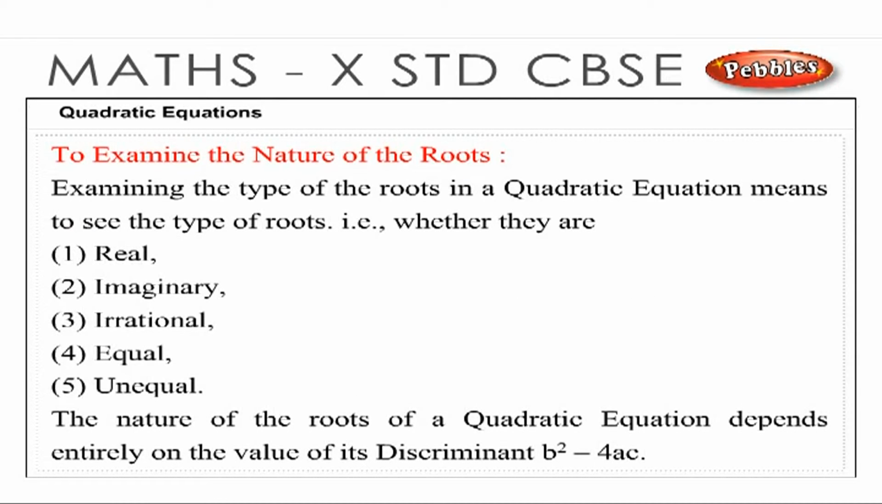To examine the nature of the roots. Examining the type of the roots in a quadratic equation means to see the type of roots, that is, whether they are real, imaginary, irrational, equal, or unequal. The nature of the roots of a quadratic equation depends entirely on the value of its discriminant, b squared minus 4ac.